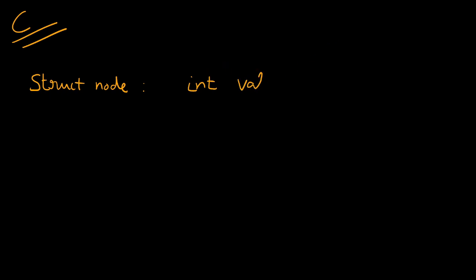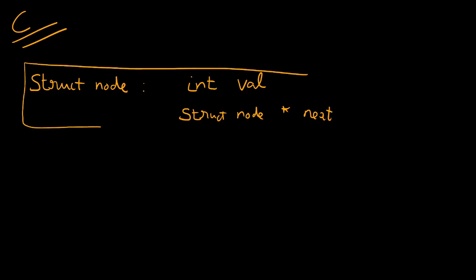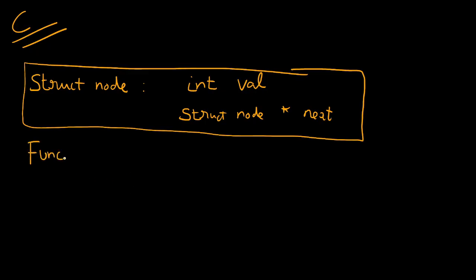So you need to have a value, and then you need the address of the next node, which is basically a pointer to the next node. So you'll have a struct node star next. This is how our node is going to be defined in our program. Now let us see a few functions which I'm going to define. We'll see the logic behind each function and then implement them.